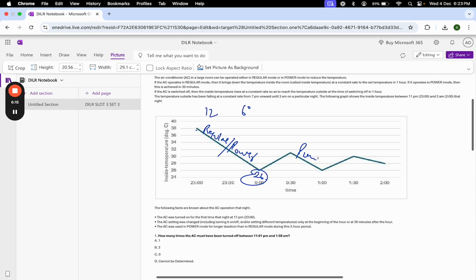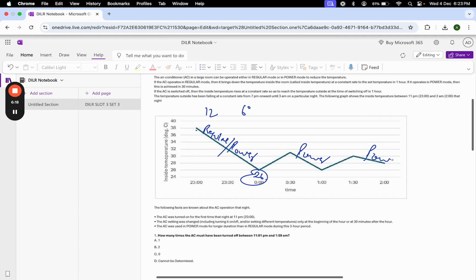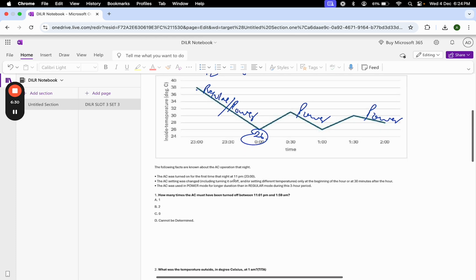Then power for sure is here. This is what we know. Let's see what the questions are offering us. How many times the AC must have been turned off between 11:01 and 11:59 a.m.? So basically they are asking how many times the AC has been turned off, which is 2. First time the AC was turned off here, second time the AC was turned off here, so 2 is the answer.